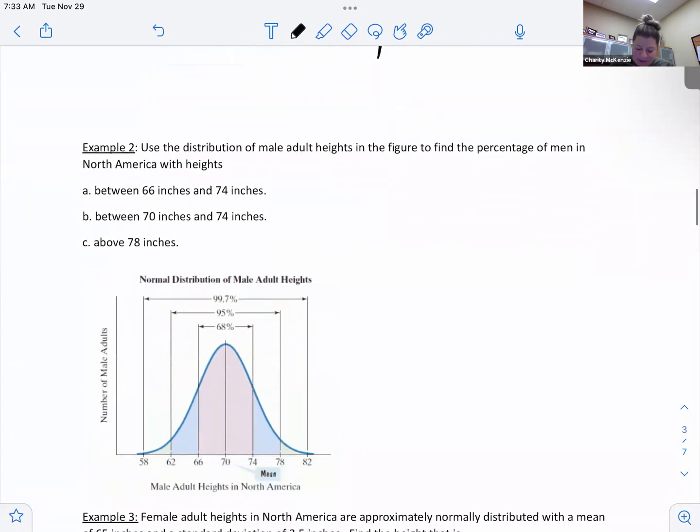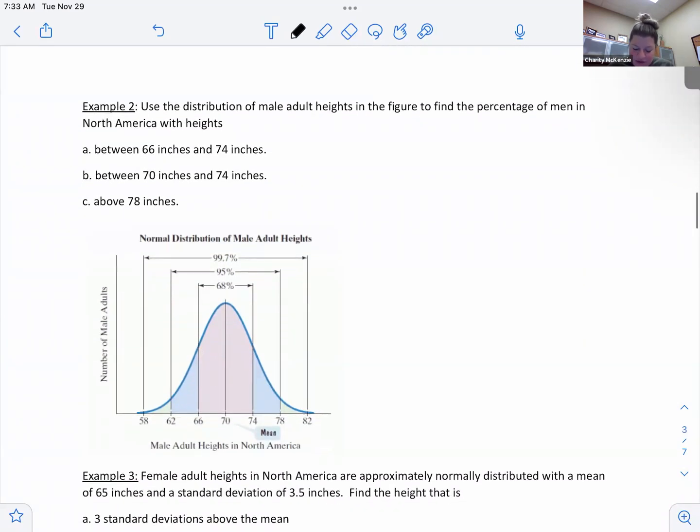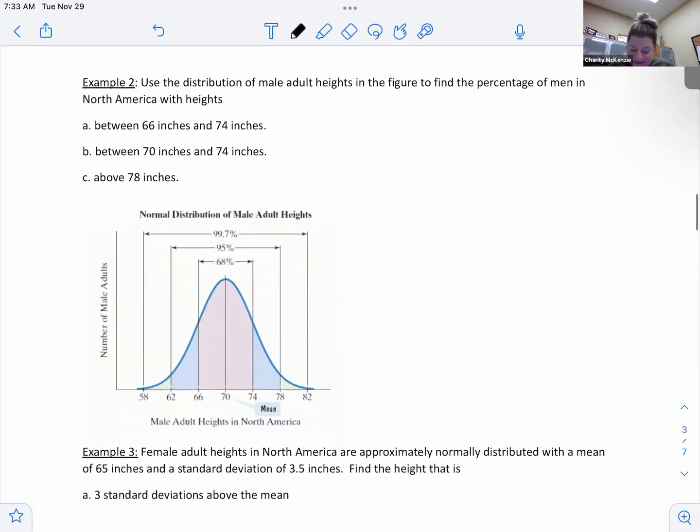Okay, use the distribution of male adult heights in the figure to find the percent of men in North America with heights 66 to 74. So it just wants you to say what percent. If I'm looking at between 66 and 74, how many standard deviations is that? 1. So what percent is related to that? 68%. Normally you wouldn't have this on there for you.